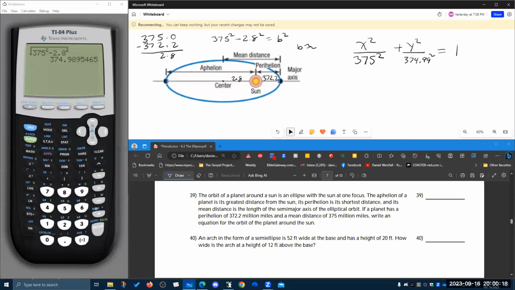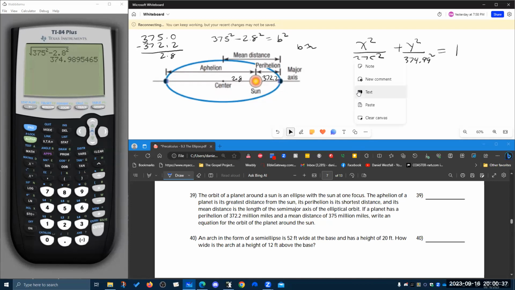So what we see here is that this planet has nearly a circular orbit, because if A and B are equal, then we have a circle. It's very, very, very close to having a circular orbit. It's only slightly elliptical.